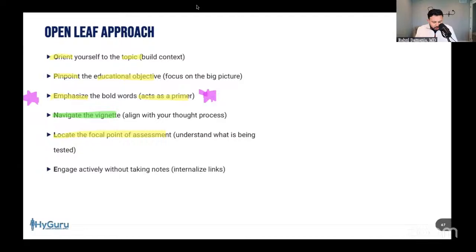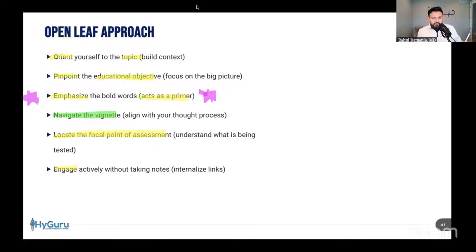E, you want to then, after you've done that priming, bold word to the vignette, figure out what they actually wanted you to know from that question. Then I take my hands, I sit on my chair, and I make no notes. I just read the paragraphs, trying to make connections. I engage actively without taking notes. And I want to internally link: did I know that?